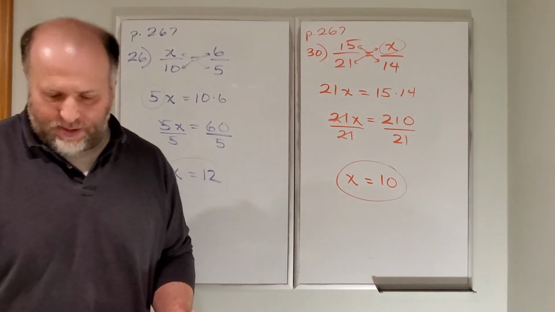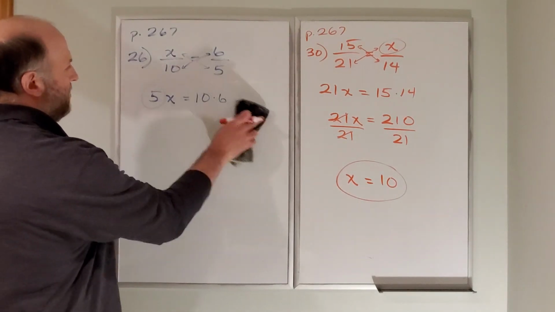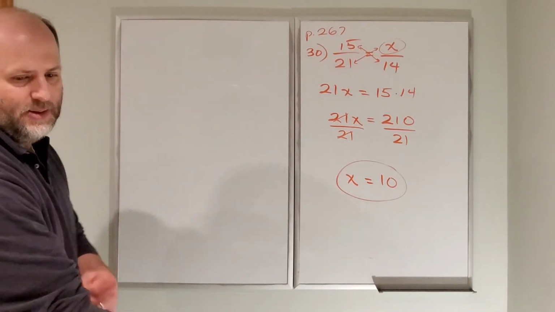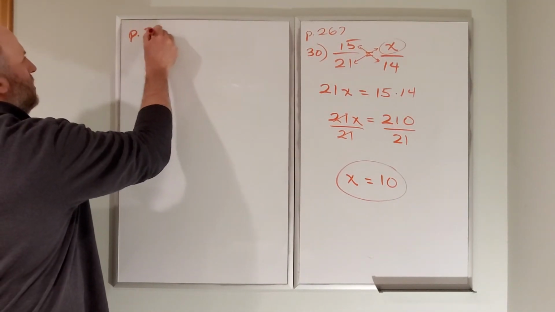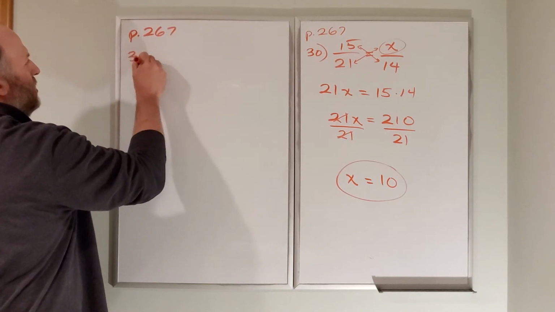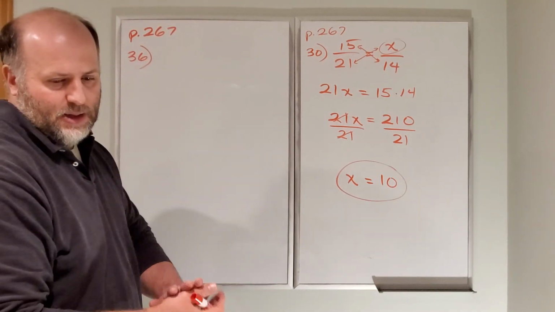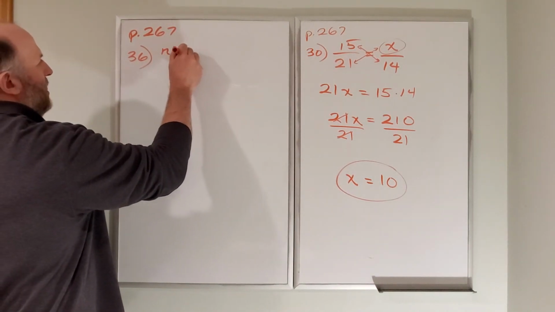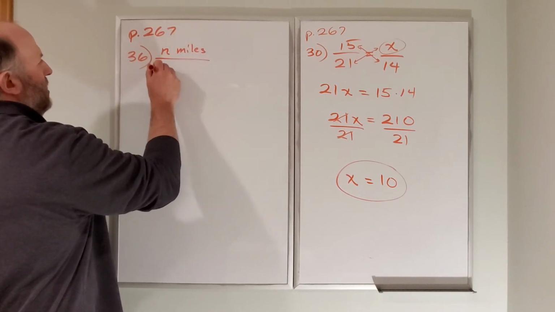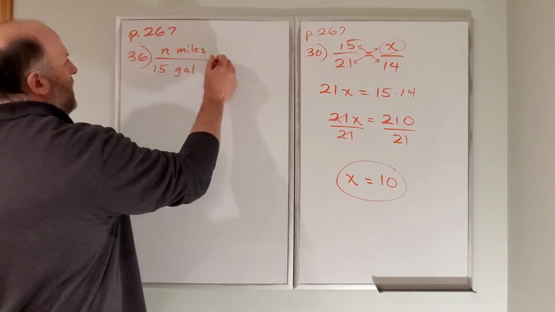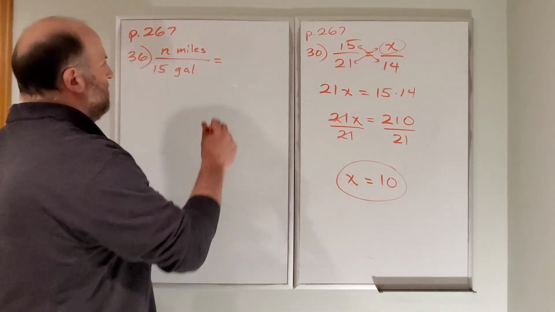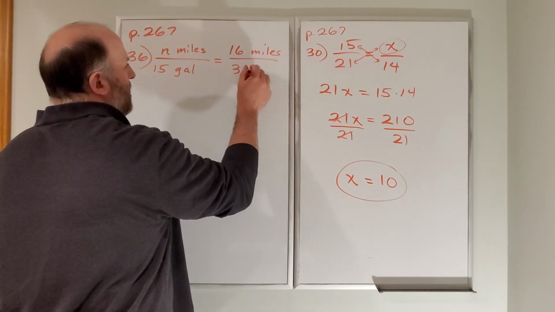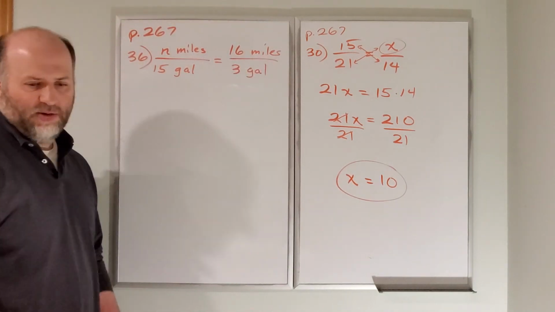And for one last example, before I come back and do story problems, let's do problem 36. So here, this is clearly a proportion with rates in it. You say you have n miles is to 15 gallons as 16 miles is to 3 gallons. You must be riding a lawnmower or something because this is not very fuel efficient.